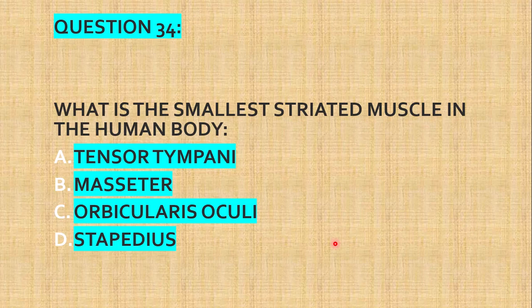Question 34. What is the smallest striated muscle in the human body? Striated, S for S. The answer to this question is the stapedius. It is the smallest striated muscle in the human body, but its function cannot be underestimated. Other options include tensor tympani, masseter, orbicularis oculi. They are all wrong. The answer is option D, the stapedius.